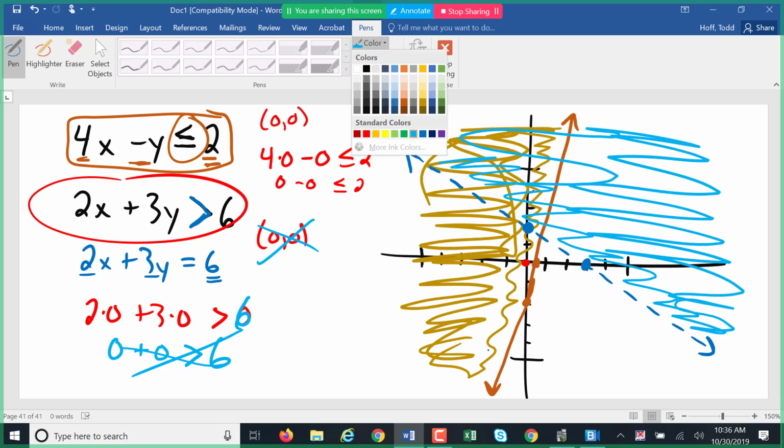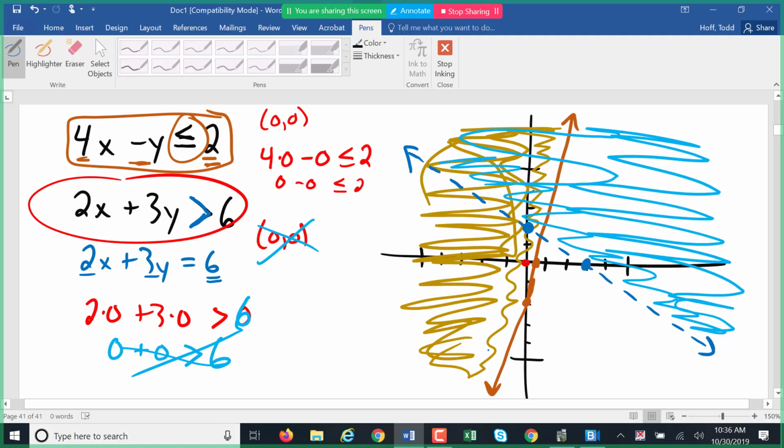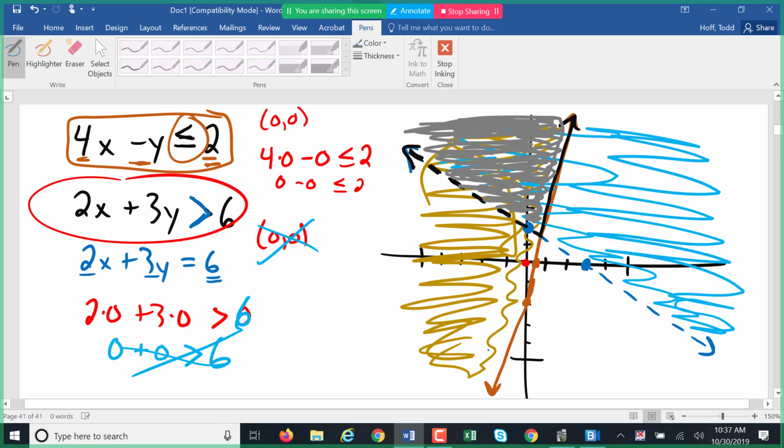So the solution to this system of inequalities is the overlap in the shaded areas along with the boundary conditions. This is a dashed line over here, a solid line here, and the overlap is in this region up here. So that section of the graph contains all the solutions that make both inequalities true at the same time.